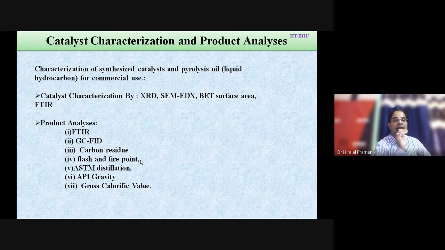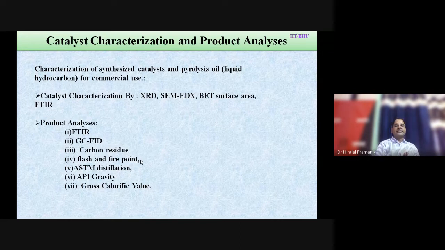Flash point and fire point. ASTM distillation similarly gives you the IBP, the initial boiling point, to the final boiling point, and the various ranges from minimum to maximum percentage of distillate at a particular temperature, which we plot basically. And it must match our fuel, what we produce. For gasoline, diesel, kerosene, and aviation turbine fuel, all the fuels have standard distillation characteristics. ASTM stands for American Society for Testing Materials. So they have their characteristics of a fuel: percentage distillate at a particular temperature.